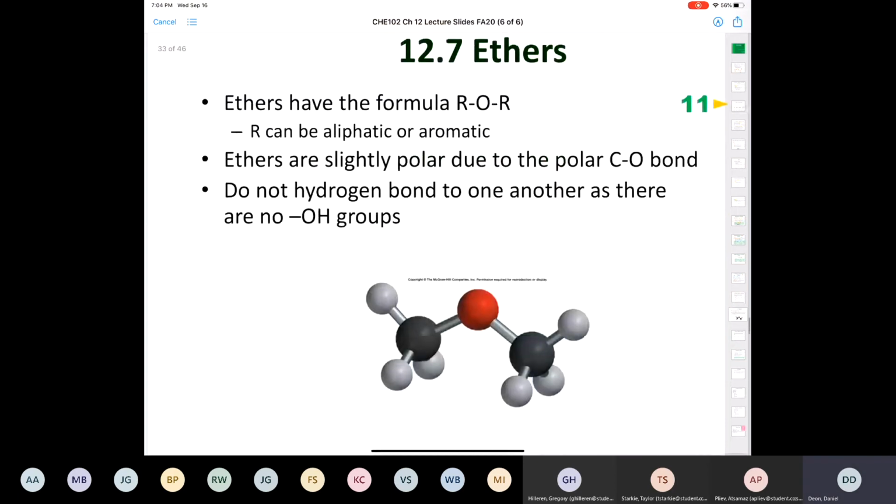What else? Let's move on and talk about ethers. Ethers have this general formula where you have an oxygen sandwiched in between 2 R groups, and the R groups could be aliphatic, they could be aromatic.